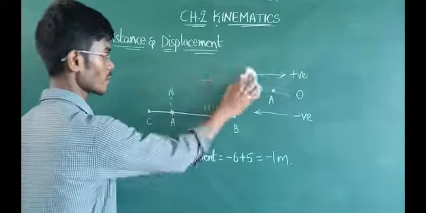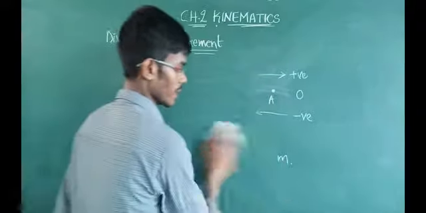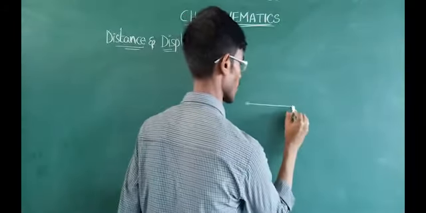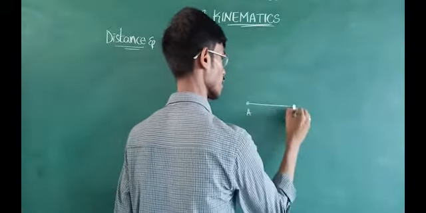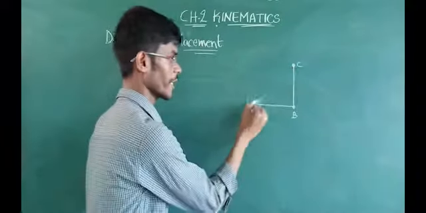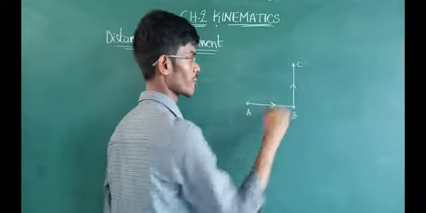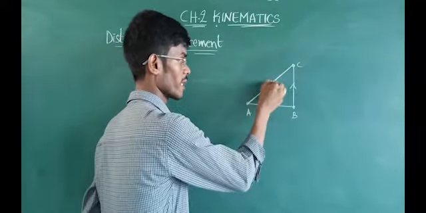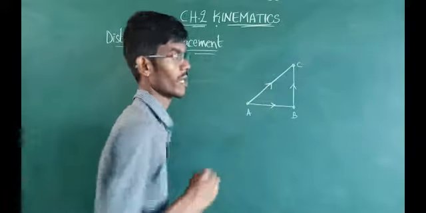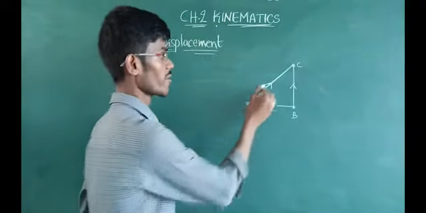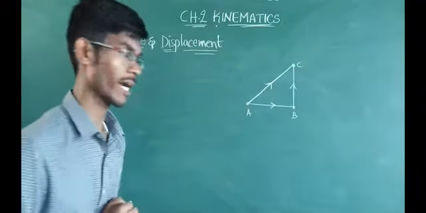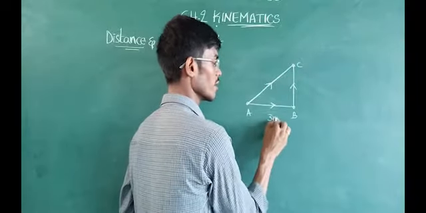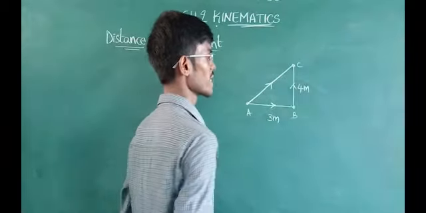Then if you are considering the path that is followed by an object, here A to B and B to C, this is the actual path, that is the distance travelled. But here this is the line joining the initial and final position, which is the shortest path. So this will become the displacement of an object. So how can we find the displacement of an object if they have given the AB distance and BC distance?